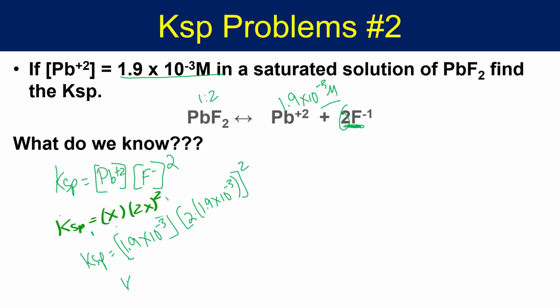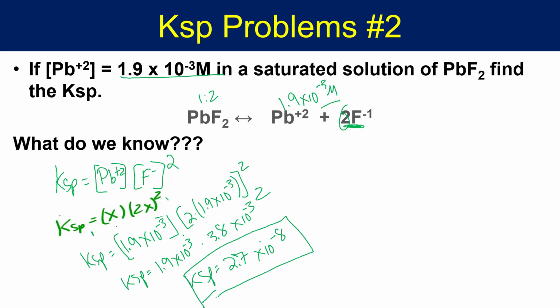power. That gives me Ksp is equal to 1.9 times 10 to the minus 3 times 3.8 times 10 to the minus 3 squared. And that is going to eventually give me a Ksp, I'm going to put it in my calculator, of 2.7 times 10 to the minus 8. So really not that bad when you consider everything that we had to do for this problem to get an answer.